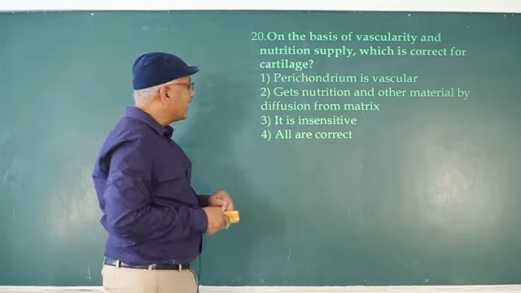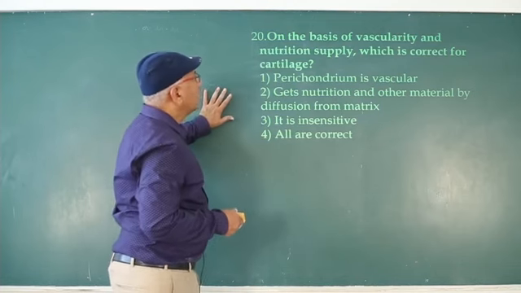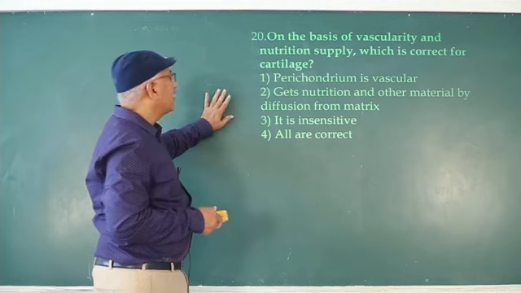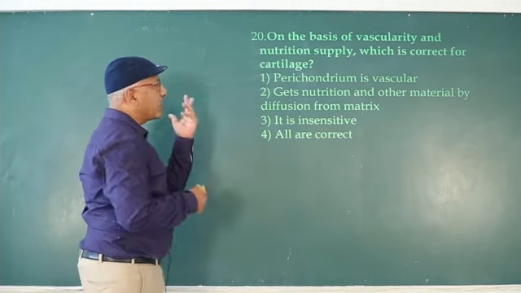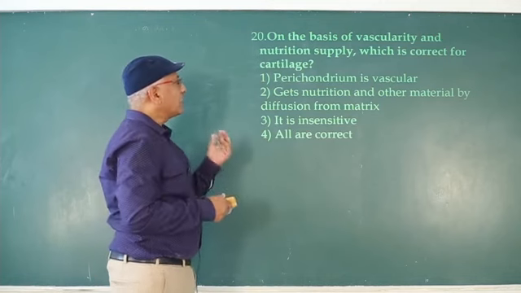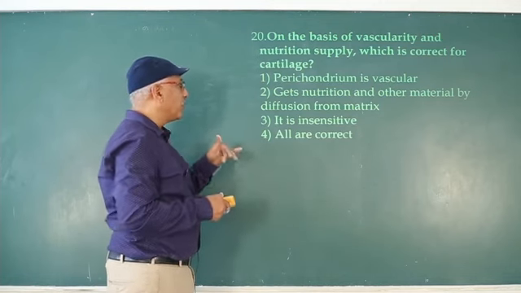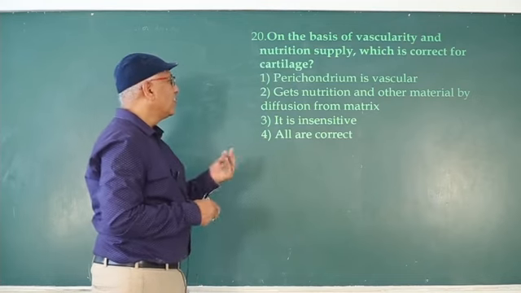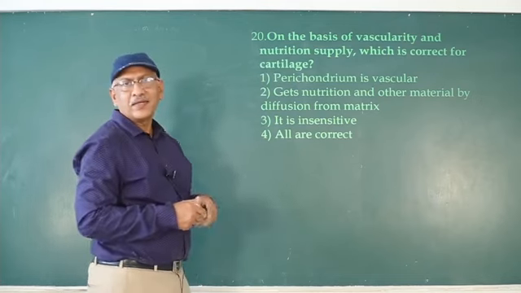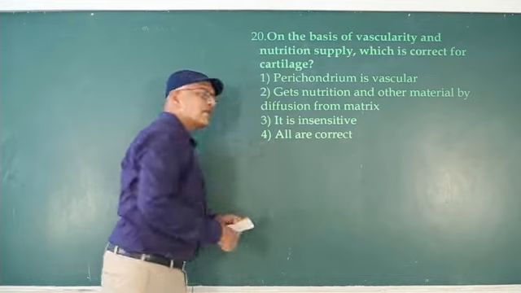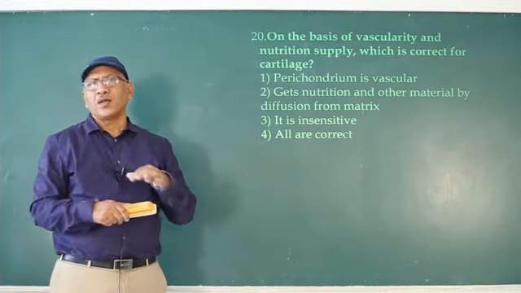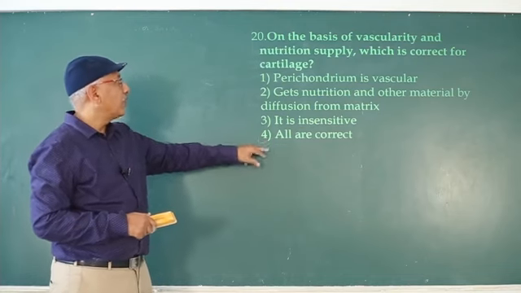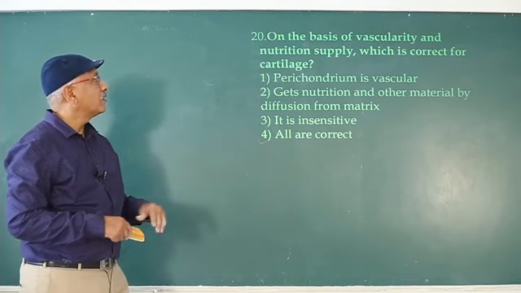It is insensitive on the basis of vascularity and nutrition supply, which is correct for cartilage. Perichondrium is vascular, correct. It gets nutrition and other material by diffusion from the matrix. It is insensitive, so it does not perform any function to receive information from the external environment. So all of these are correct.